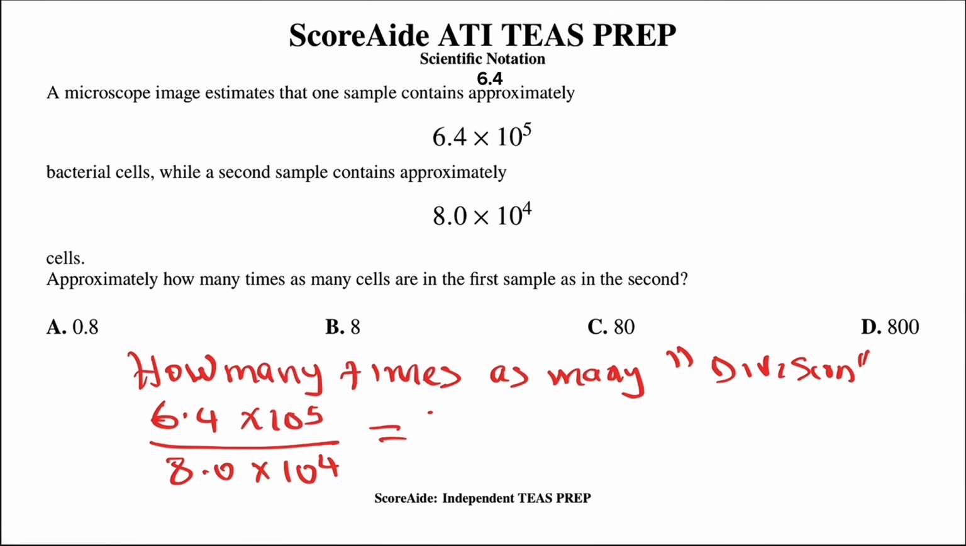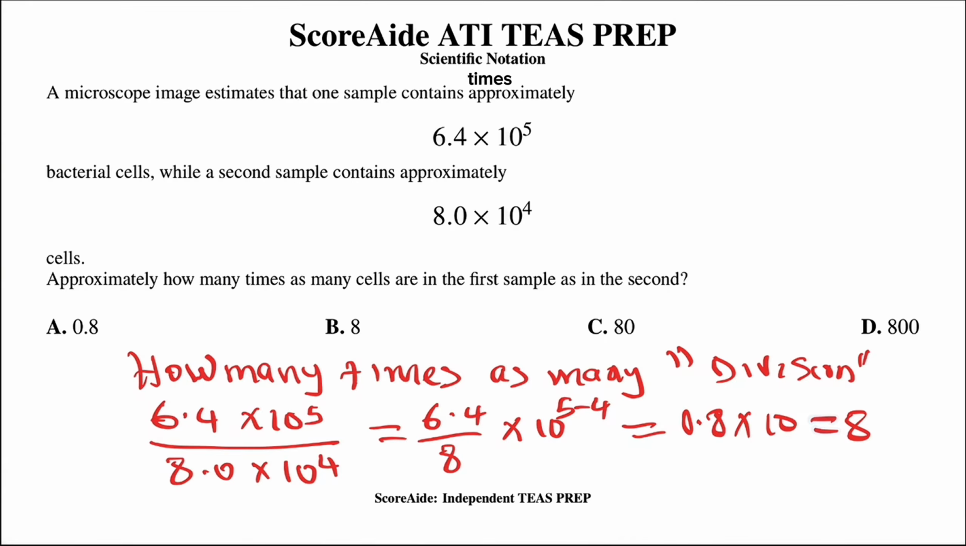So we're going to just have 6.4, all this divided by 8, times 10 to the power 5. Dividing a number with the same base, we just have to subtract the powers. So it's going to be 5 minus 4 there. And this is going to be 6.4 divided by 8, which is equal to 0.8, times 10, which is equal to 8. So it's 8 times as many, and the answer is B, 8 times as many.